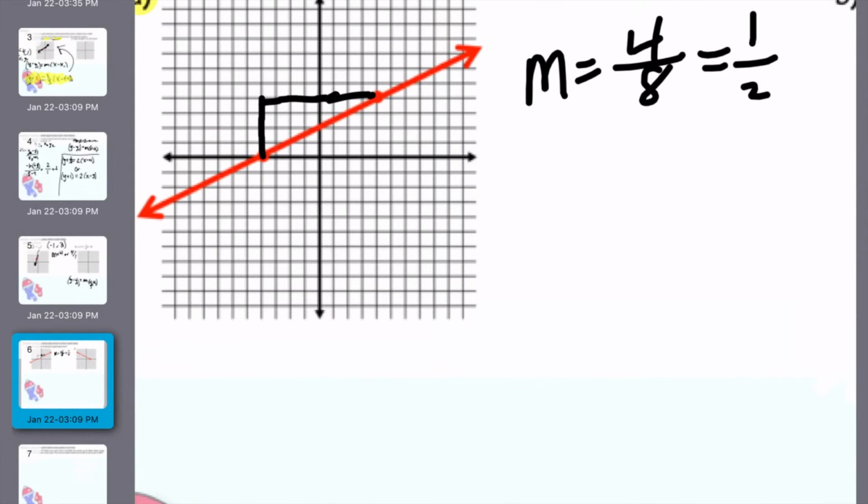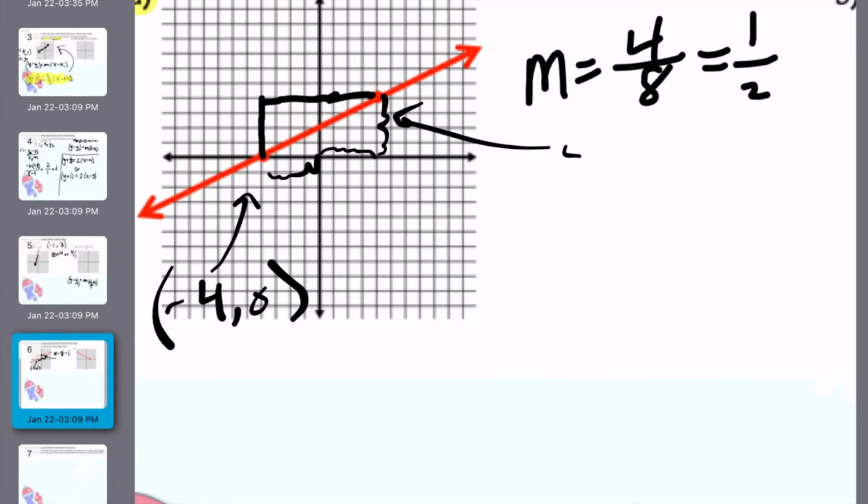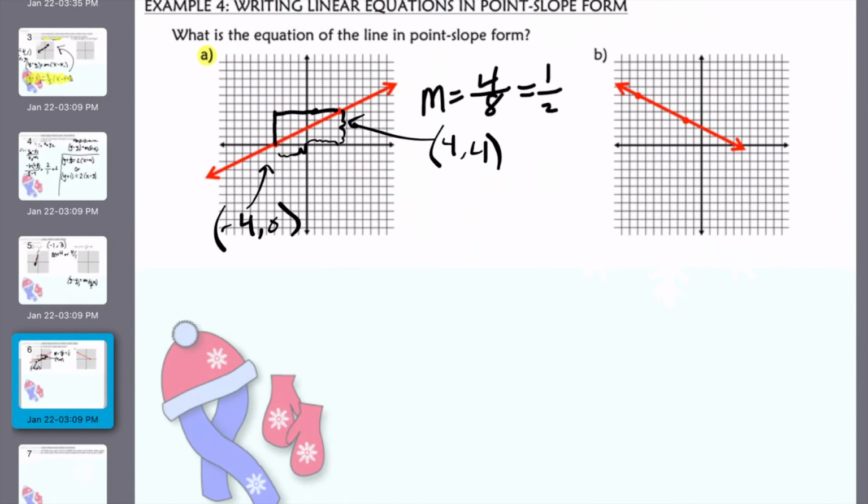And now it's important for me to know what these points are. So I can see here that this is going to be 1, 2, 3, 4. Negative 4, 0 is going to be this point. And in fact, my other point is going to be 4, 4. So now I need to put it into the format that we know, which is going to be y minus y1 equals my slope times x minus x1.